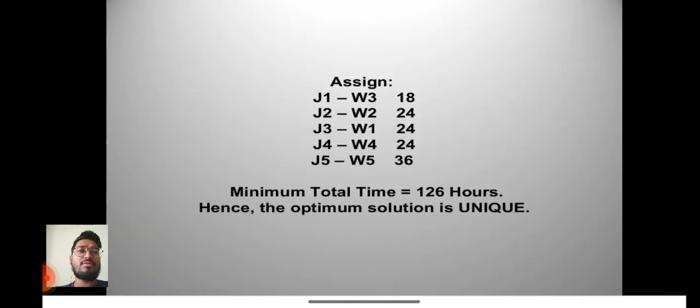So here we have got the result: job 1, worker 3, took 18 hours. Job 2 worker took 24 hours. Job 3, worker 1 took 24 hours. Job 4, worker 4 took 24 hours. Job 5, worker 5 took 36 hours. Here the minimum total time taken by workers is 126 hours. Hence the optimal solution is regarded as unique.